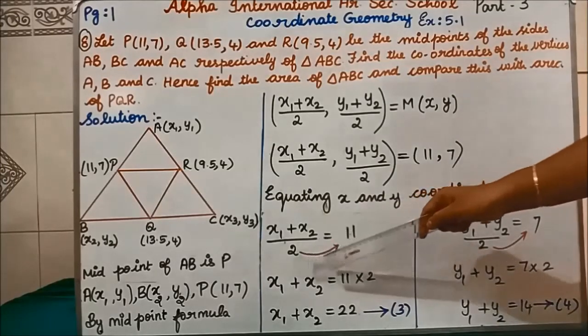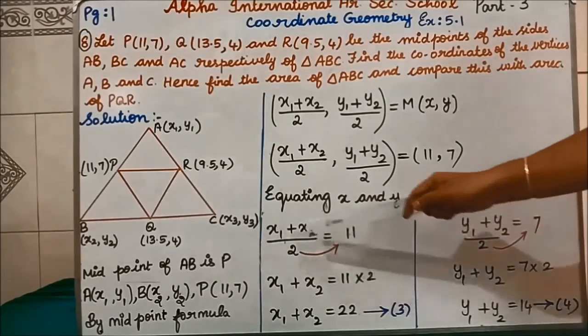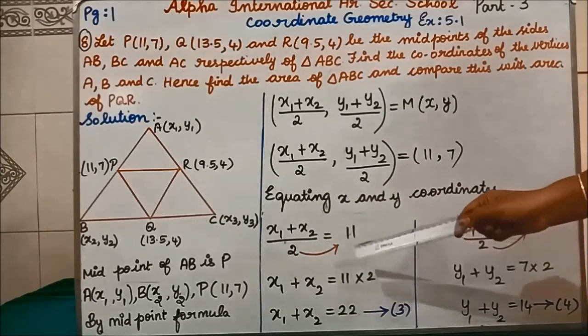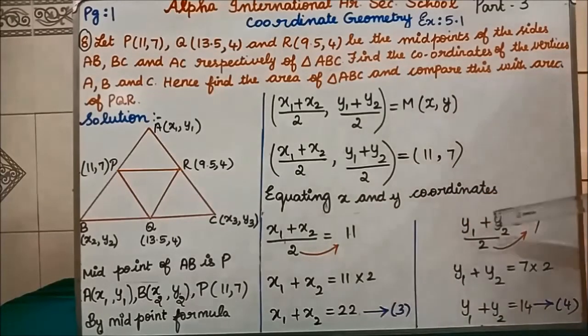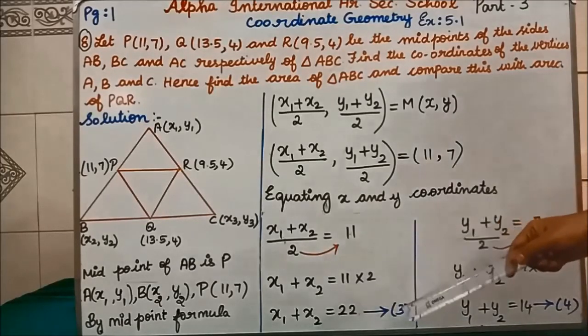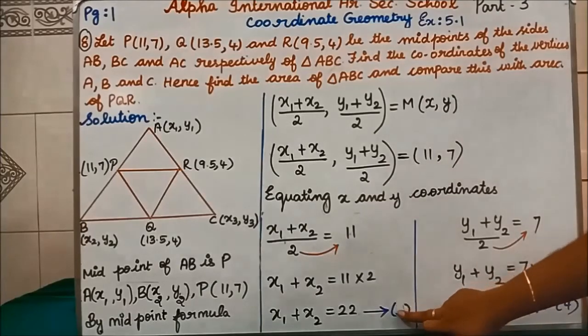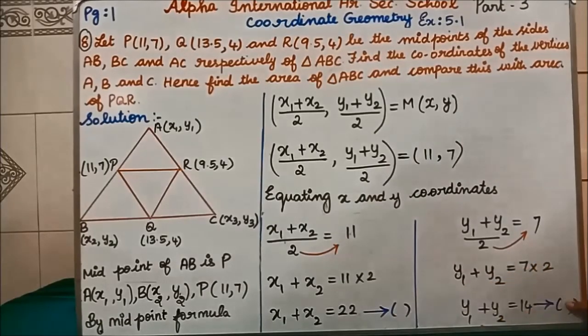Then you cross multiply this 2. The 11 goes to the numerator side: x1 plus x2 equals 11 into 2, and y1 plus y2 equals 7 into 2. So x1 plus x2 equals 22, and y1 plus y2 equals 14. Clear? Mark these as equation 1 and 2. Now these are our equations 1 and 2.